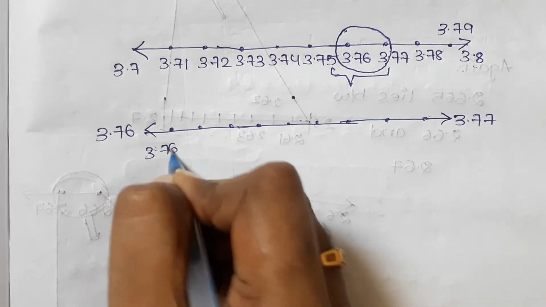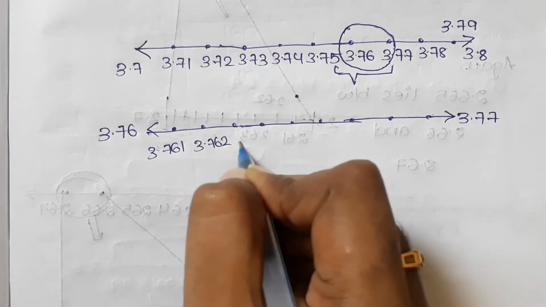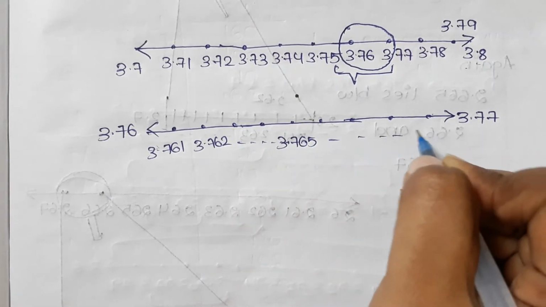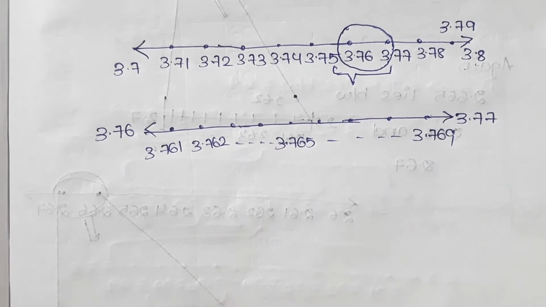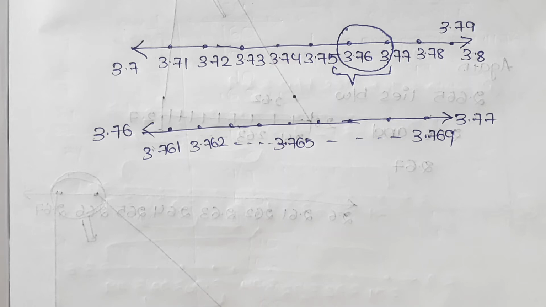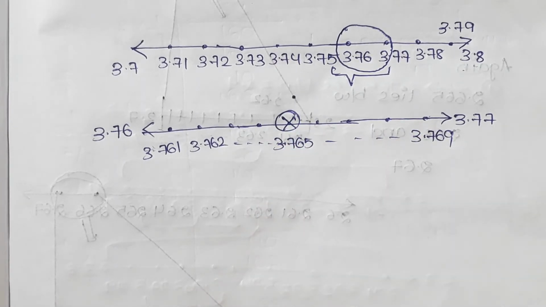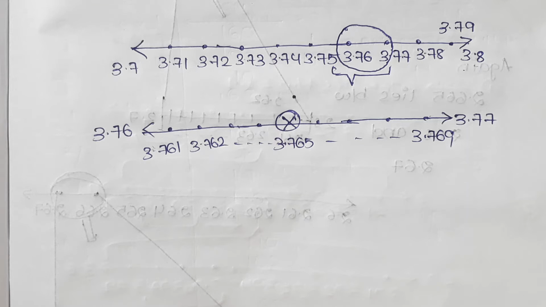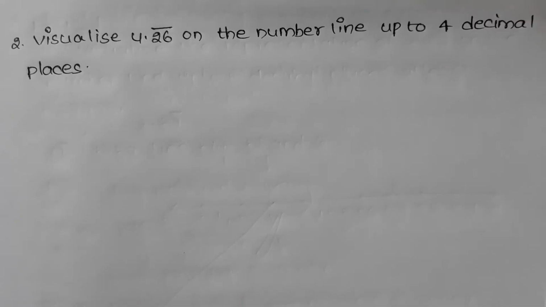Here 3.761, 3.762 and so on, 3.765 up to 3.769, and the required number is here, 3.765. The given number is 3.765, and this is how we located 3.765 on the number line, and it is the first question. In this way, we should locate the given number on a number line by using successive magnification.